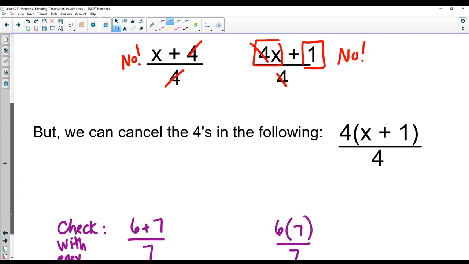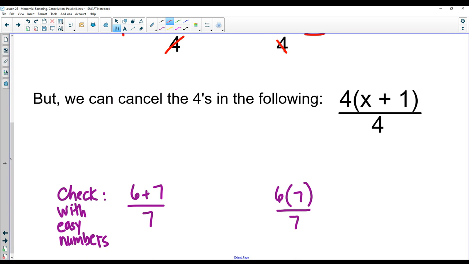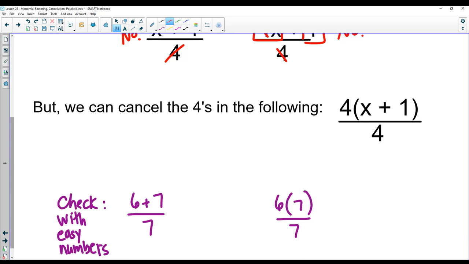But we can cancel the 4s in the following here. See how in this one, we've got the 4 times parentheses. So we don't even care what's in the parentheses. We know that 4 is being multiplied by something. Therefore, 4 is a factor. Okay, so as long as everything is in factored form, we are allowed to cancel. So in this case, we can cancel there. Okay, so 4 goes into 4 once here, once here.